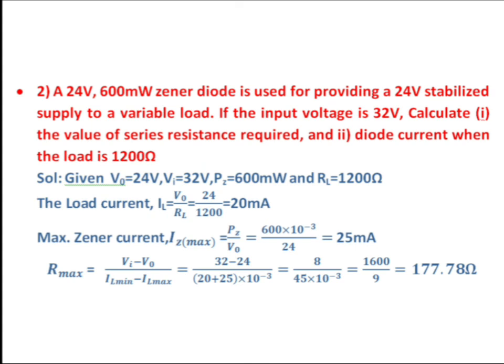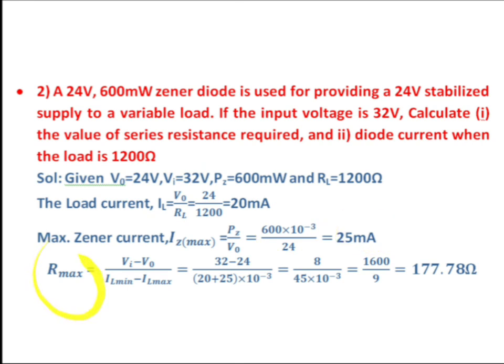Write down the given parameters: V0 equals 24 volt, Vi equals 32 volt input voltage, power is 600 milliwatt, and the resistance is 1200 ohms. The load current formula is IL equals V0 by RL, 24 by 1200, so we have 20 milliamp. Similarly, maximum Zener current IZ max is PZ by V0. Substitute the values and simplify, we have 25 milliamp.